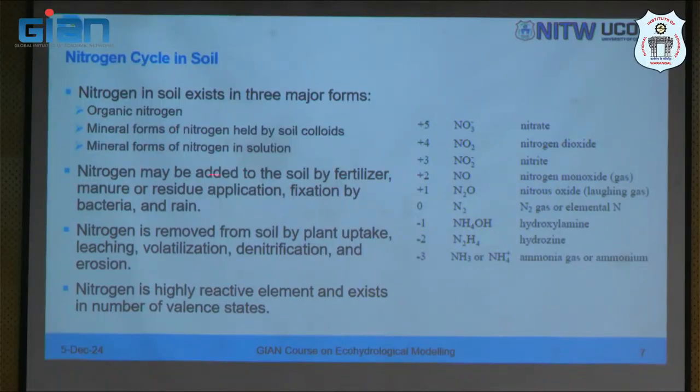Plants absorb these mineral forms of nitrogen in the solution. They take the nutrients along with the water. Whichever is soluble within the water, they absorb that, right? Now, in addition to that, nitrogen may be added to the soil by fertilizer. As I said, we apply a lot of fertilizers.